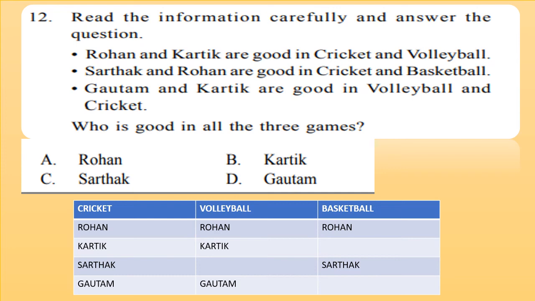For Sarthak and Rohan are good in cricket and basketball, write their names under these games. Gautam and Karthik are good in volleyball and cricket, so write their names under these games. Now, you can easily see from the table who is good in all the three games.